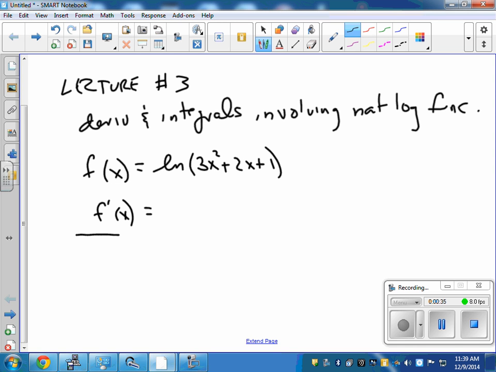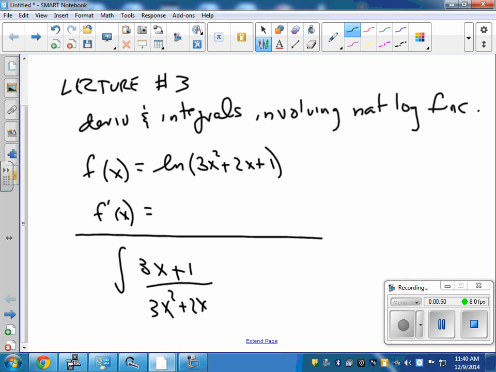Or conversely, what is the antiderivative of 3x plus 1 over 3x squared plus 2x plus 1 dx? So here's a couple of problems, and you're asked to find the derivative and the antiderivative. This one is obviously involving the natural log. So let's look at the derivative rules first.